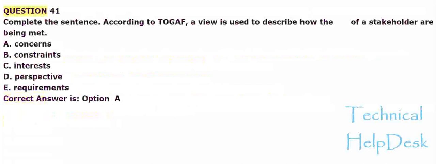Question 41. Complete the sentence. According to TOGAF, a view is used to describe how the of a stakeholder are being met. A. Concerns. B. Constraints. C. Interests. D. Perspective. E. Requirements. Correct answer is option A.